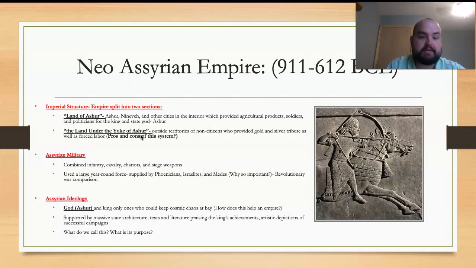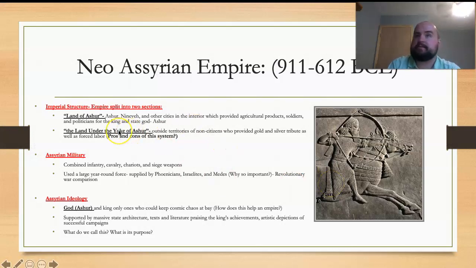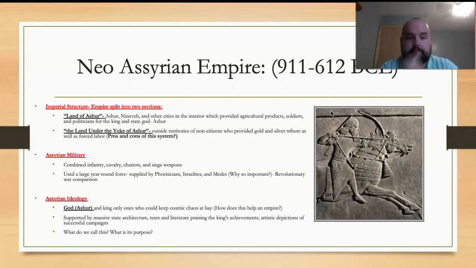But yes, as you can probably see here, one of the main benefits, again, goes back to the overall purpose of an empire. If you have these people under the yoke of Ashur, you have guaranteed access to the things you need in order to grow your empire. You have constant monetary and resource tribute and labor systems in order to build all these magnificent palaces as you see here. This, for example, is the royal palace of the Assyrian Empire, much of which would have been built by some sort of forced or slave labor.